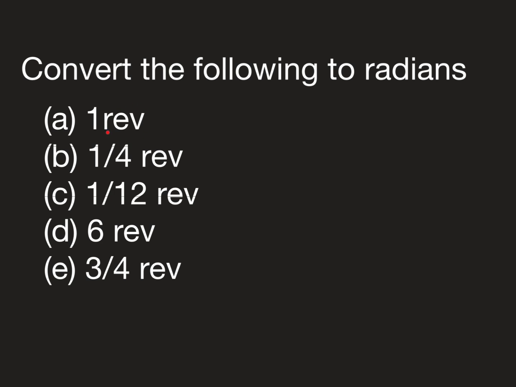So moving on, it says convert the following to radians. We have the angular displacement in revolutions, and we want to convert to radians. So for question A, that is simple. It says 1 revolution, we know that is equal to 2 pi radians. That is a standard you should always remember.